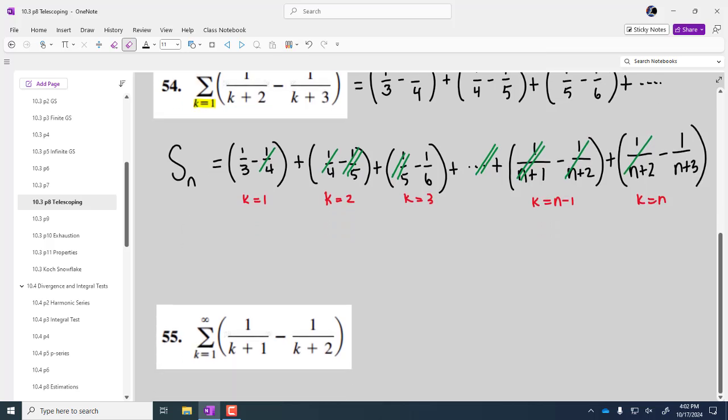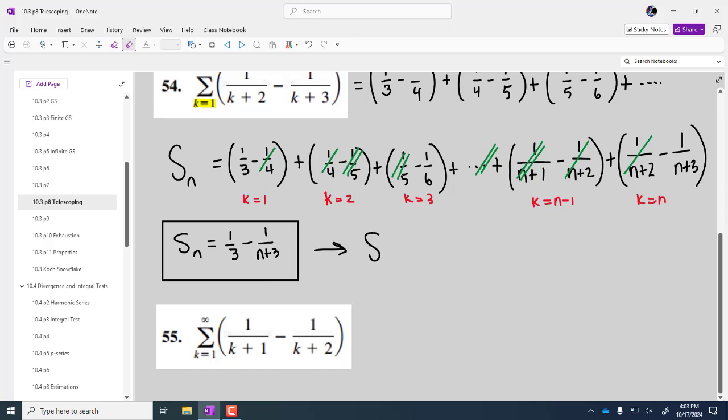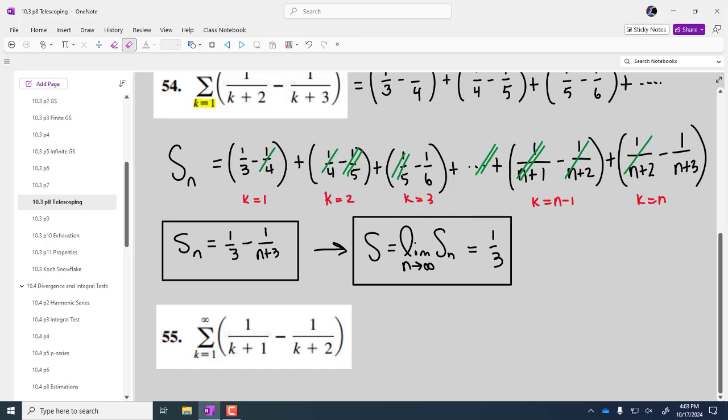All right, so S sub n can be simplified down to 1/3 minus 1 divided by n plus 3. So there is your S sub n. You will be asked to find S sub n. And then we find S by taking the limit of S sub n. And what is the limit of that? 1/3. So that is the sum of our series. Telescoping series.